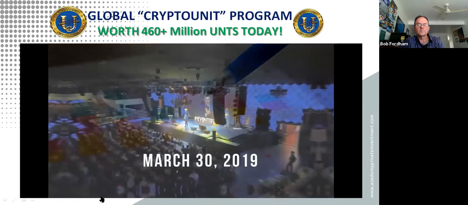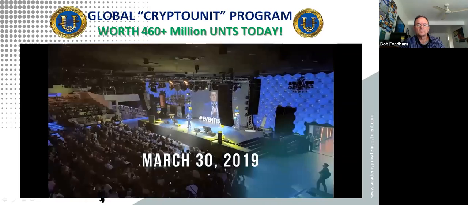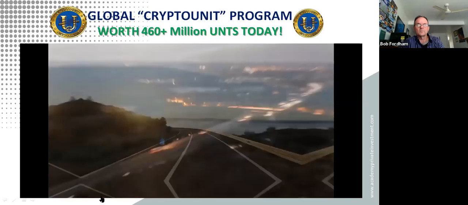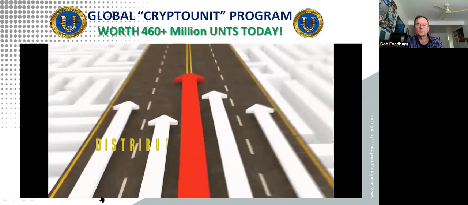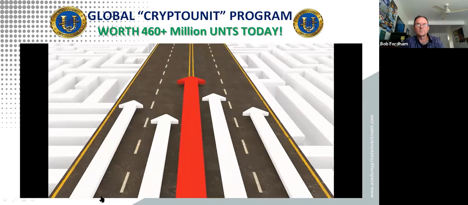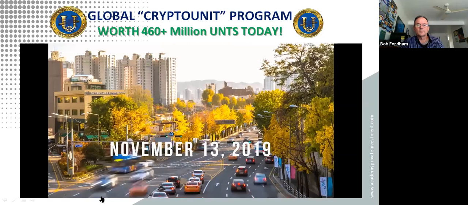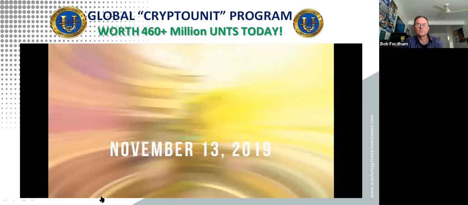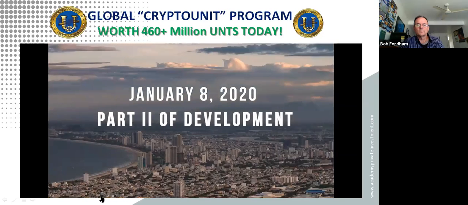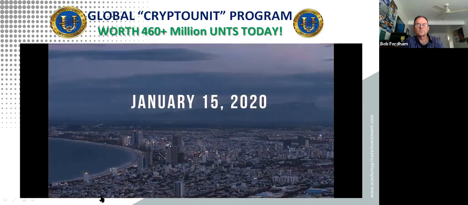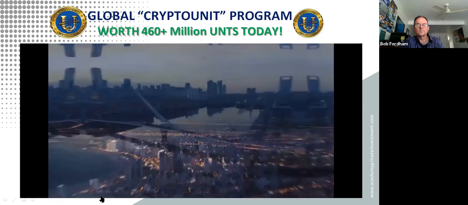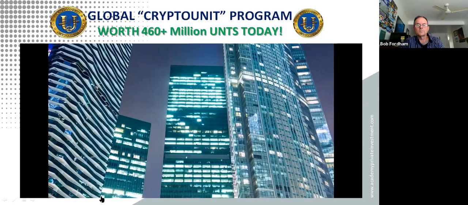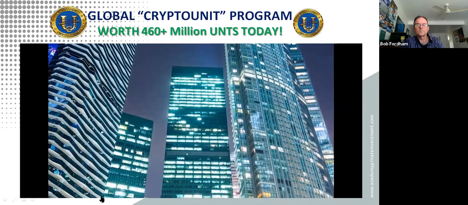March the 30th, 2019, the launch of CryptoUnit program, and as early as April the 3rd, 2019, the transition to the second stage of development. May the 8th, 2019, the start of the allocation of bonuses within the loyalty program. November the 13th, 2019, the first accrual of the Profi bonus. January the 8th, 2020, the transition to the second part of development. January the 15th, 2020, CRU token enters Ethereum blockchain. February the 29th, 2020, the value of the global investment portfolio is estimated at $379,780,000.